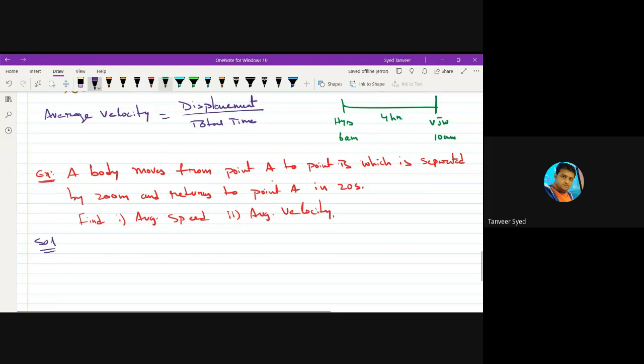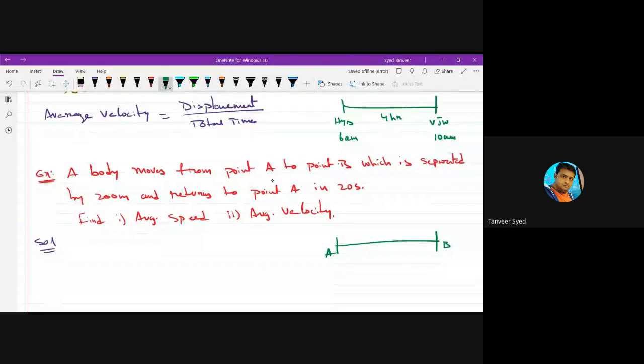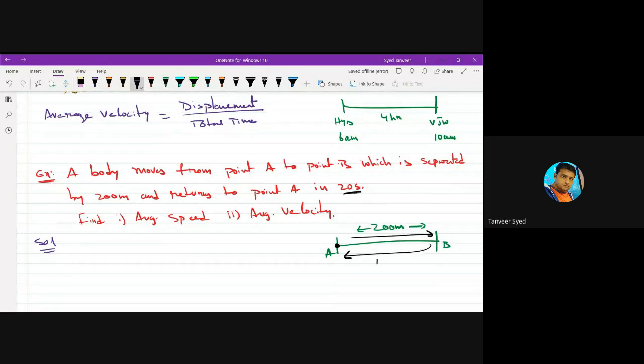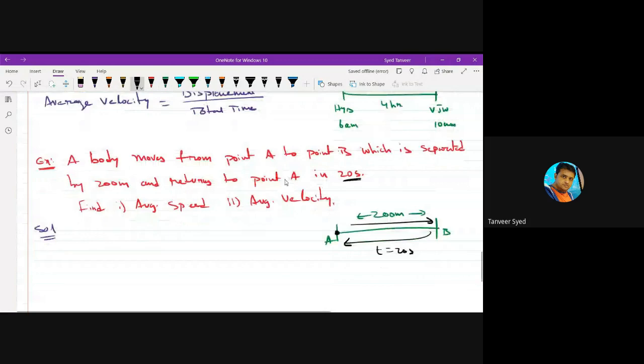See, first of all, the given situation is we have 2 points, A and B. This is point A, this is point B. These are separated by 200 meter. A body starts from point A, goes to point B, then again returns to point A. And this total thing happens in how much time? 20 seconds.